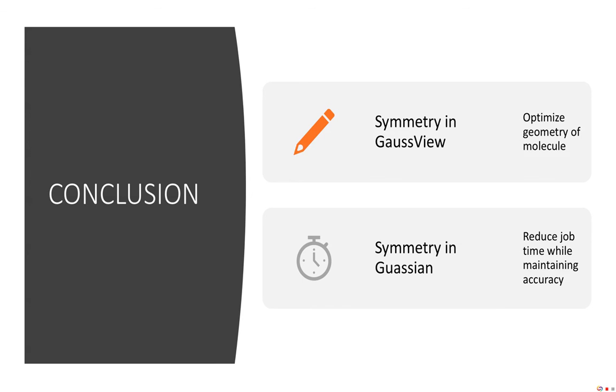So symmetry in Gaussview. To control symmetry in Gaussview, optimize the geometry of a molecule, and symmetry in Gaussian reduces the time while maintaining accuracy. That's what I found when I did this using this software. That's it, and thank you.